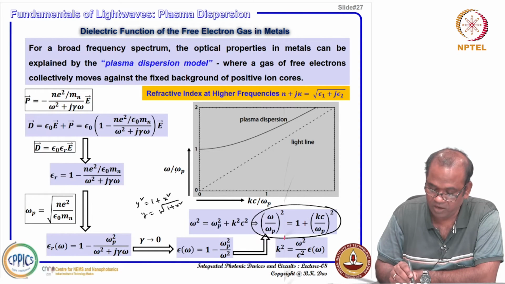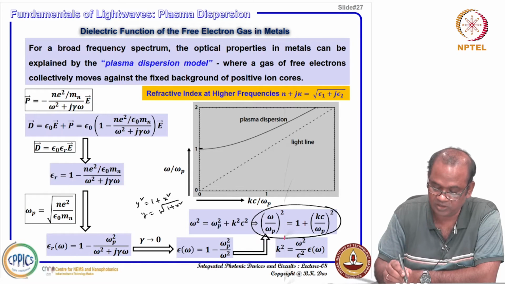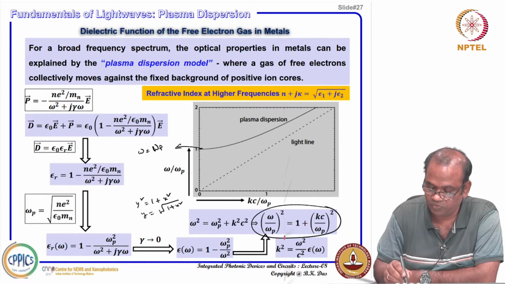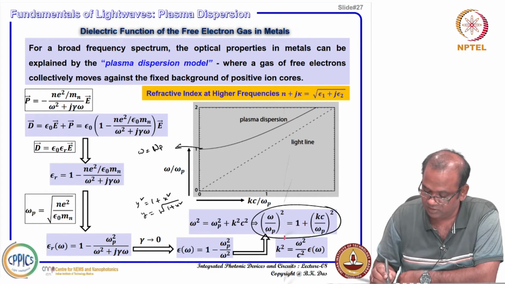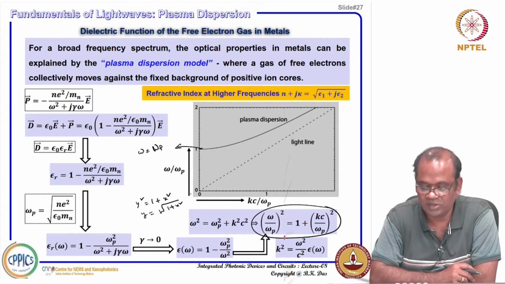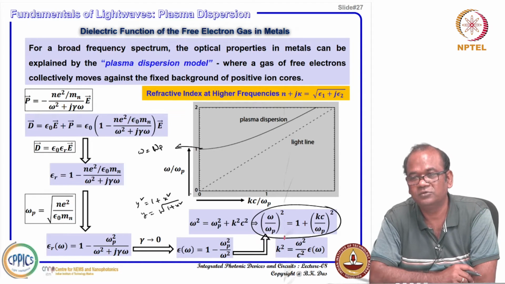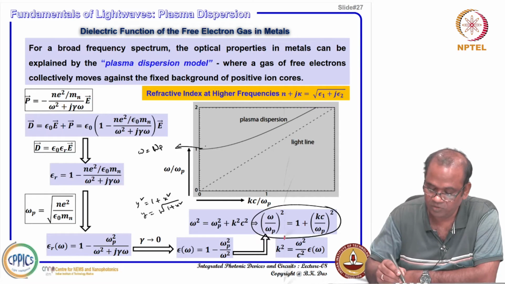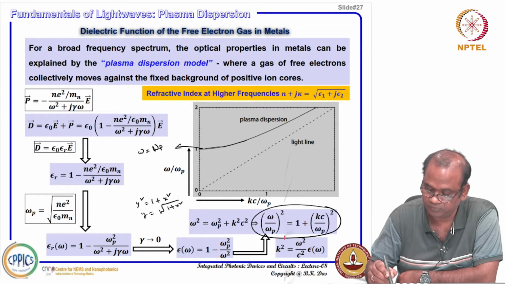So, omega by omega p is exactly equal to 1 there. This point means omega equals omega p, exactly at the so-called plasma frequency. Then omega by omega p is 1, and k c by omega p will be 0. At that time, nothing is happening; k appears to be exactly 0.